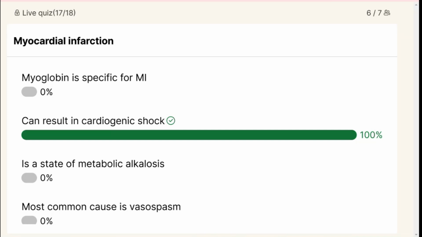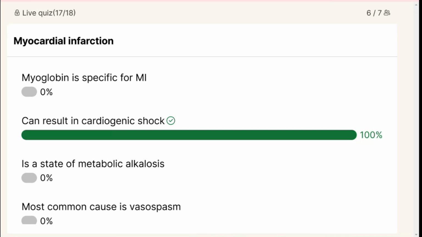And is a state of metabolic alkalosis is wrong, because in myocardial infarction, the cells are suffering from hypoxia. So you expect anaerobic glycolysis with lactic acidosis. And also with the death of the cells, there's release of potassium, release of H plus from the cell. So all of this is a state of metabolic acidosis, not alkalosis.